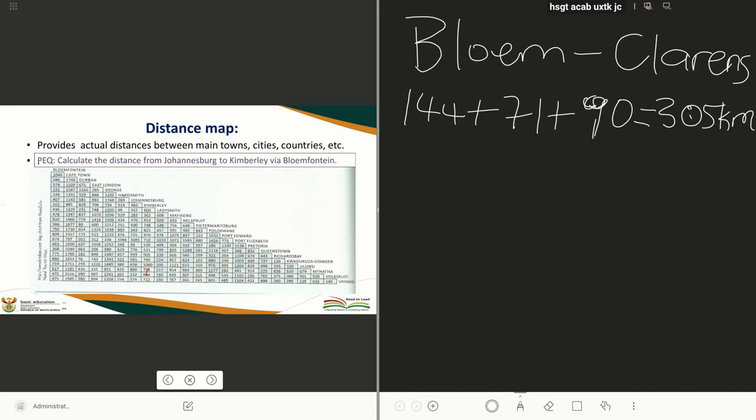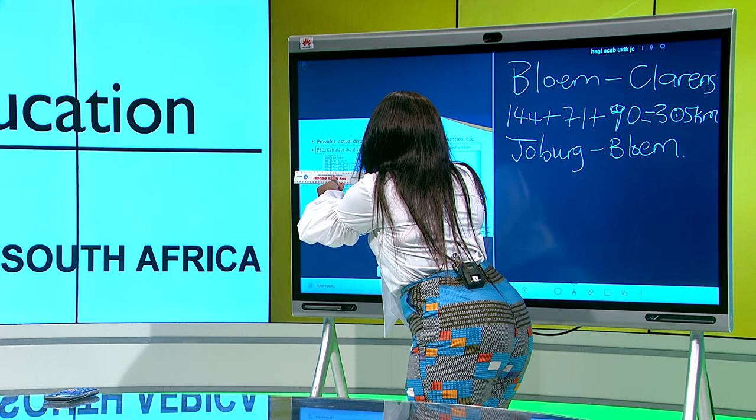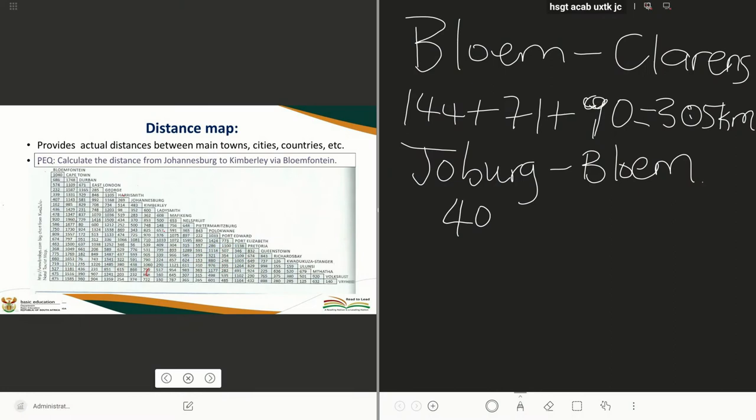You are going to start with Johannesburg. You check your map. You say from Johannesburg to Bloemfontein, what is the distance? So this is my Johannesburg there, and then where is my Bloemfontein? There is Bloemfontein. So Johannesburg to Bloemfontein, the distance is 407 kilometers.